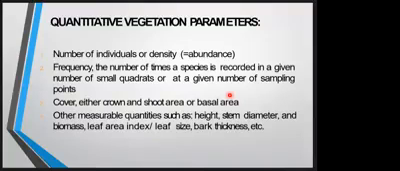So another is the quantitative vegetation parameters. So kani, number of individuals or density is determined. So, abundance na siya. So, muna siyang pasabot na kung unsay mga naa nga present dara nga species, abundance, unsa kadaghan. Then frequency, the number of times a species is recorded in a given number of small quadrats or at a given number of sampling points. So, ikapila siya ni balik sa isa ka quadrat.